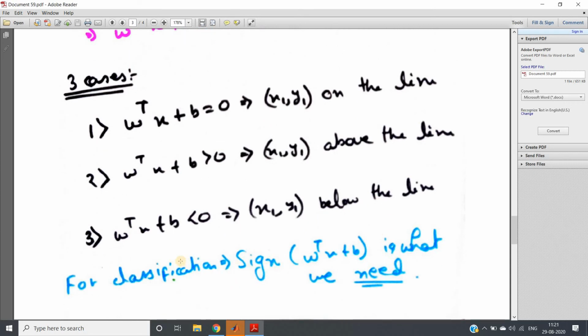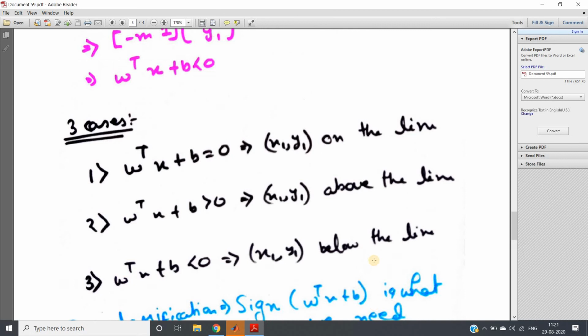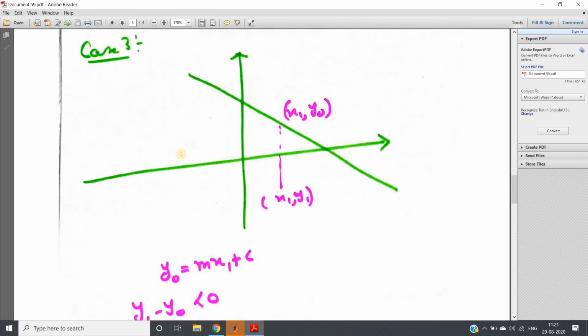Okay, so for the SVM classifier, whatever we have seen till now, our actual point of view will be based on sign, not magnitude. That is, the sign of omega transpose x plus b is what we need. How, you might ask? See, if you consider any data point in this particular region which is below this particular line, it will have a negative sign.